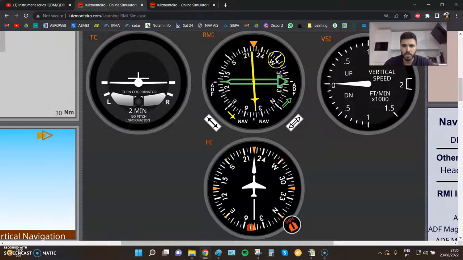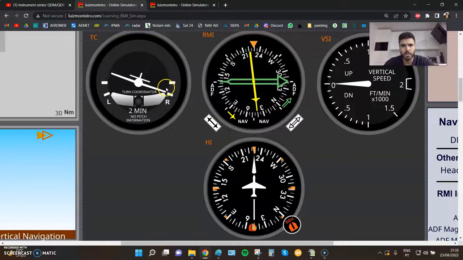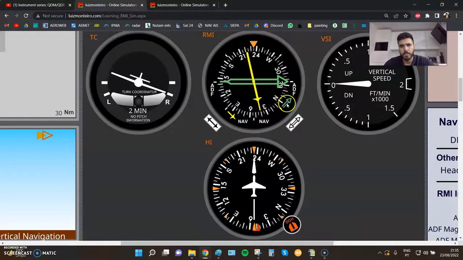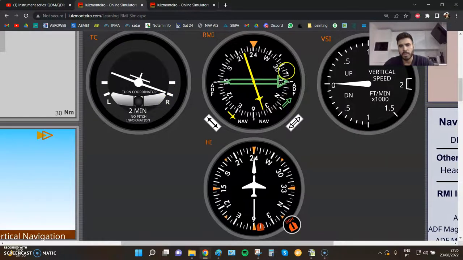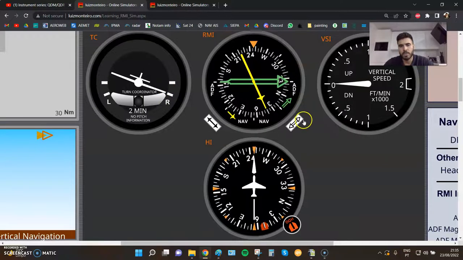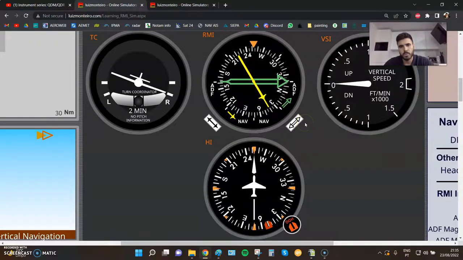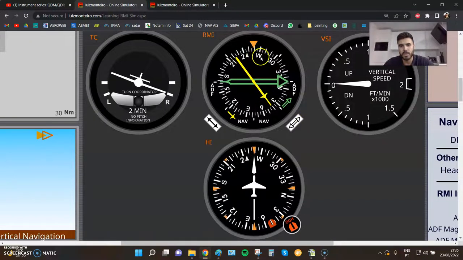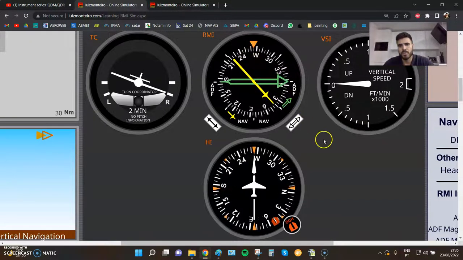We want to intercept here, 270. I'm going to turn right to 310. Okay, I'm going to start my turn. Why is it not turning? Okay, now it's turning. Look here, it's turning. And I want to stop at approximately 310. Once again, my objective is QDR 270.